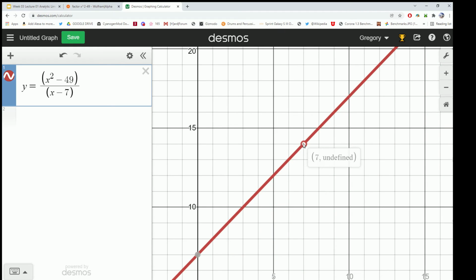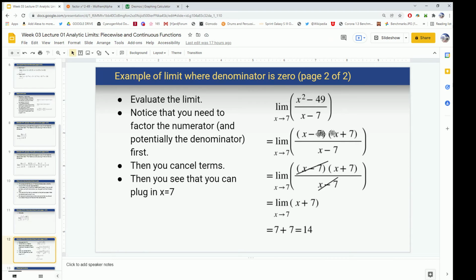Right. At 7 it's undefined. So you see, you're not allowed to plug in 7 because at 7 it will be undefined. But you can see that basically you're at 14 there, right? Like 6.95, 13.95. And then on the other side, 7.06, 14.06. Right? So there's just this one missing point at 7. And what we're doing is this algebra that we've done, when we cancel these out, you cancel out the x minus 7s, and you're just left with x plus 7.